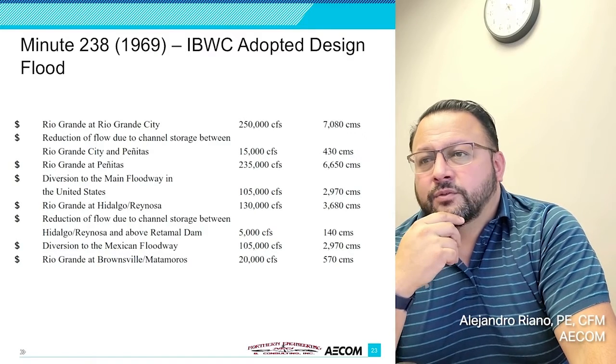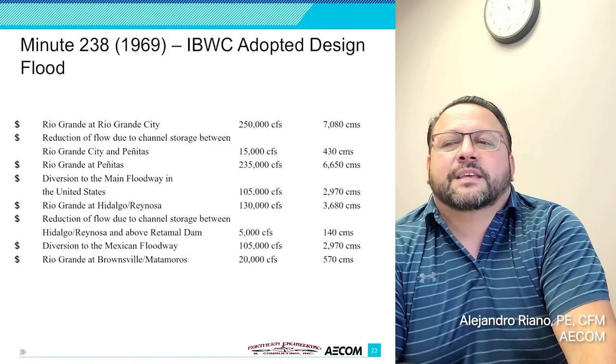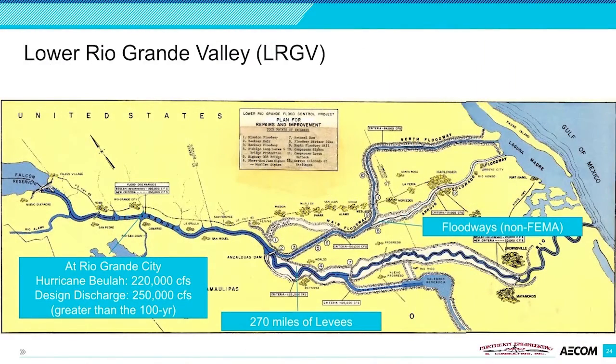Note that the design discharge at the Rio Grande is 250,000 CFS. The Hurricane Beulah actual discharge that was estimated by the USGS at the time was nearly 200,000 CFS, and the design flow is actually greater than that. So even though Hurricane Beulah was a unique event, it led to developing a design protection greater than that event, which is much greater than the 100-year event that you would use, at least on the United States side, for design purposes.